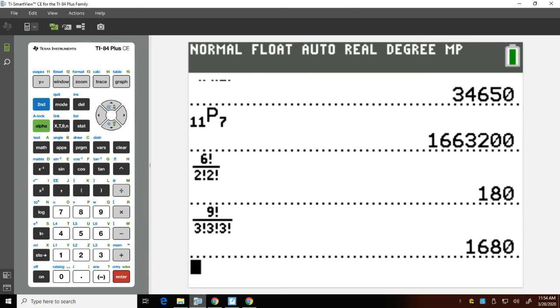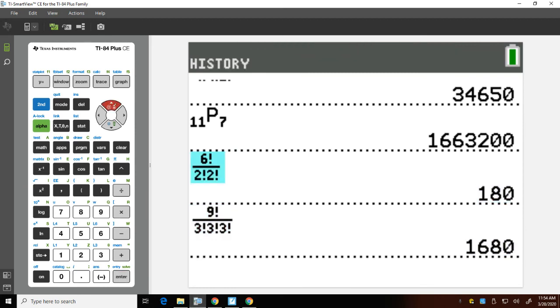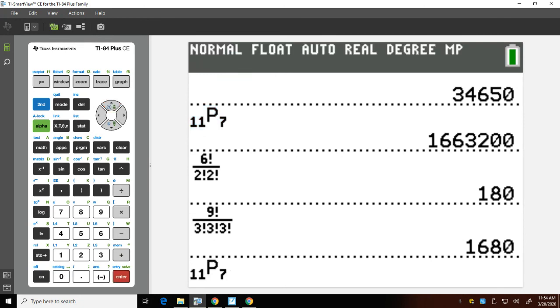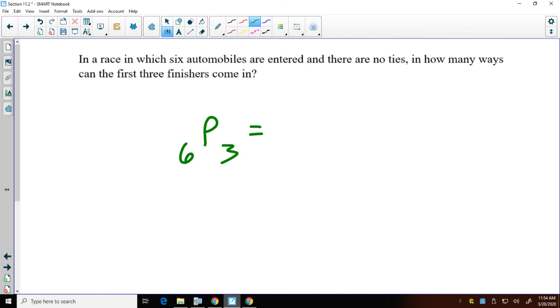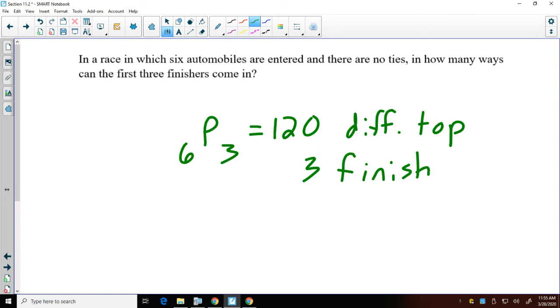So I can scroll up there and grab this 11P7, and all I got to do is just go back in here and change. So 6, scroll over, 3. So I have 120 different first place, second place, third place arrangements of those racers. Different top 3 finishers.